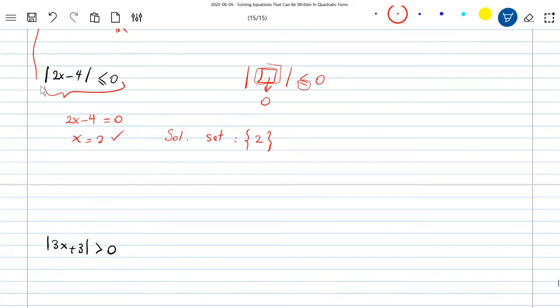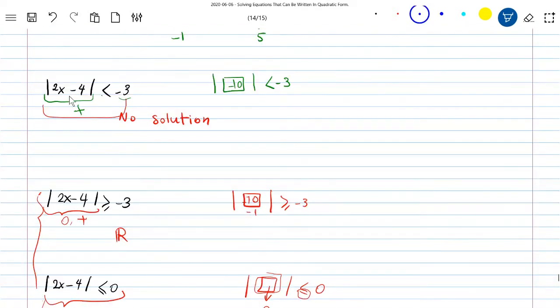The last one is very similar to the other case that we did here. It's the opposite of that. So let's try these 2 first. Let's try absolute value of 2x minus 4 less than negative 3. There's a short way, which is what we did. So there's a longer way: absolute value of 2x minus 3 less than or equal to negative 3. As we said earlier, there is no solution to this case.